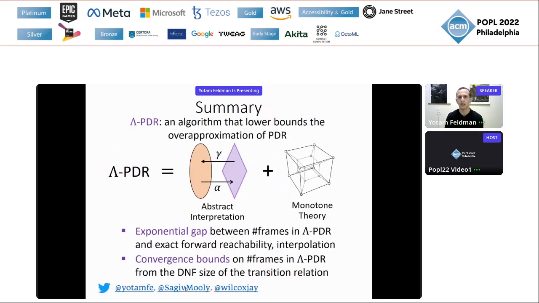So overall, we talked about lambda PDR, a theoretical algorithm that we use to study overapproximation in standard PDR. We showed that lambda PDR is equivalent to an abstract interpretation procedure in a domain based on the monotone theory. We showed that this abstract interpretation can lead to significant overapproximation and exponential gaps from algorithms that use exact forward reachability. And we provided general bounds on the number of frames required for lambda PDR pertaining to syntactic properties of the transition system it's analyzing.